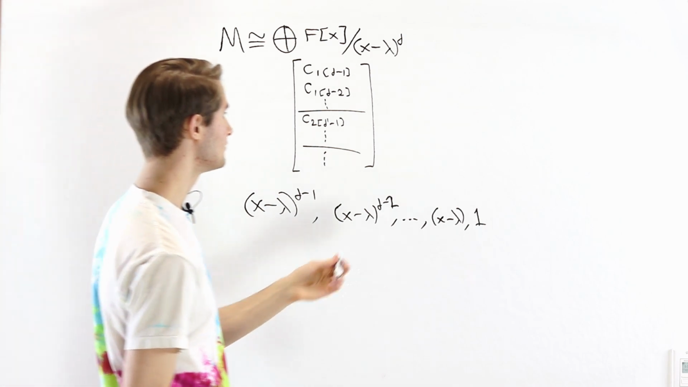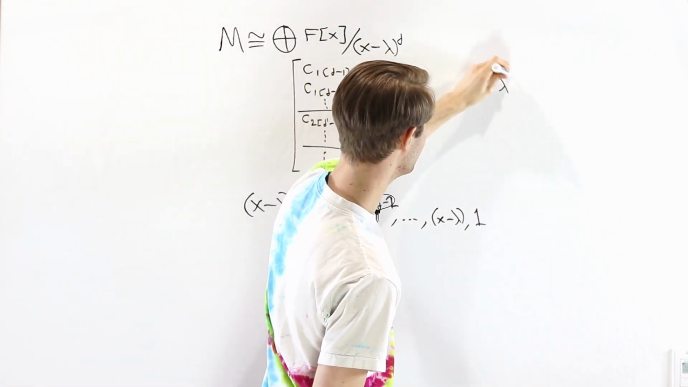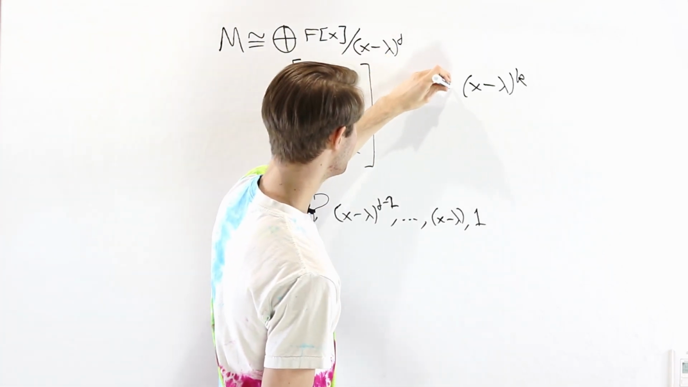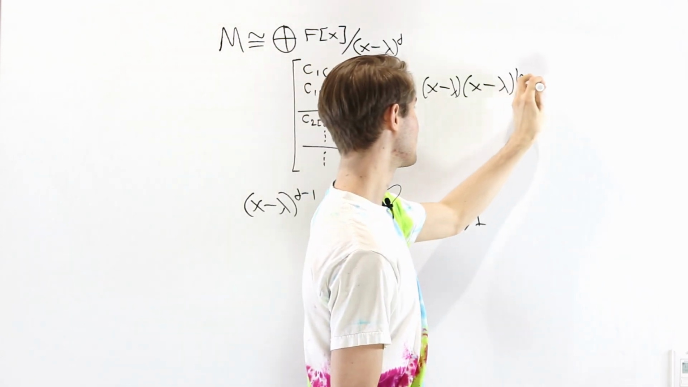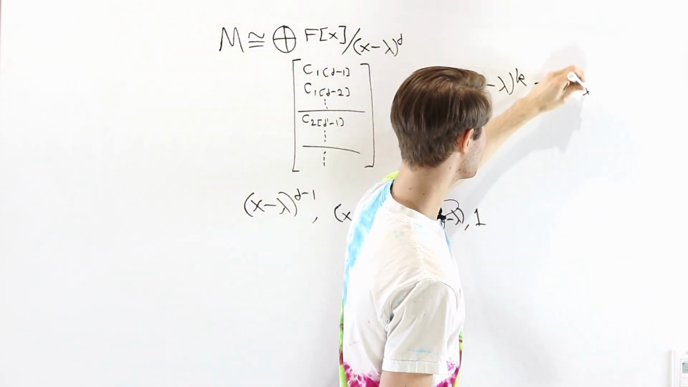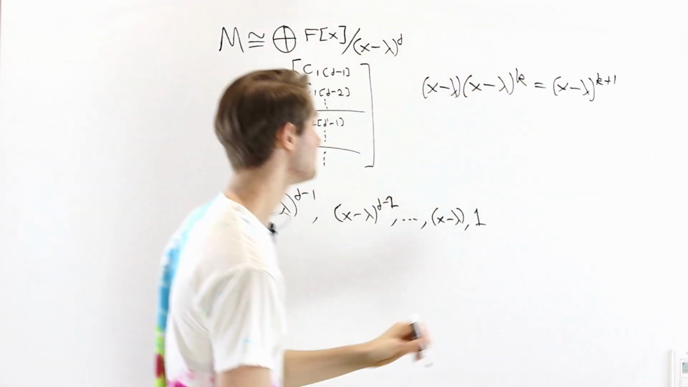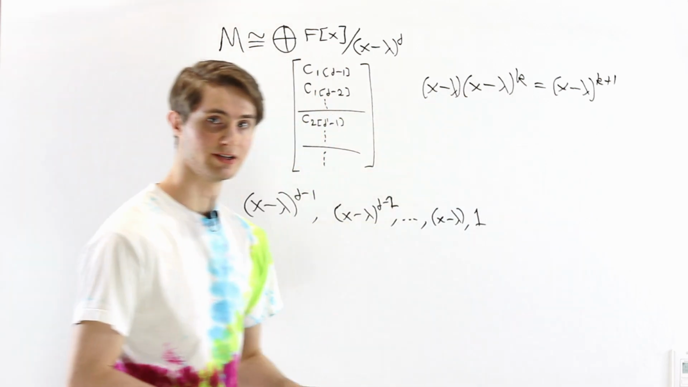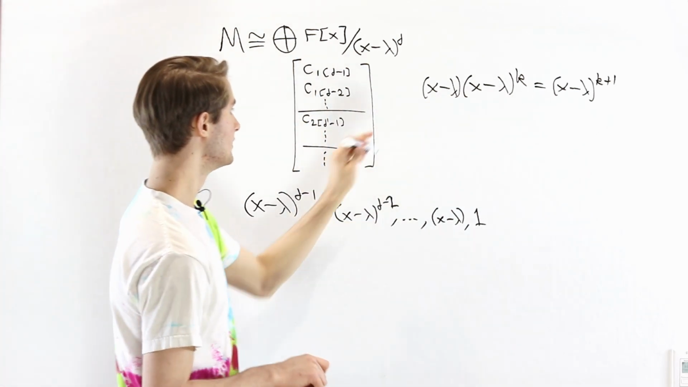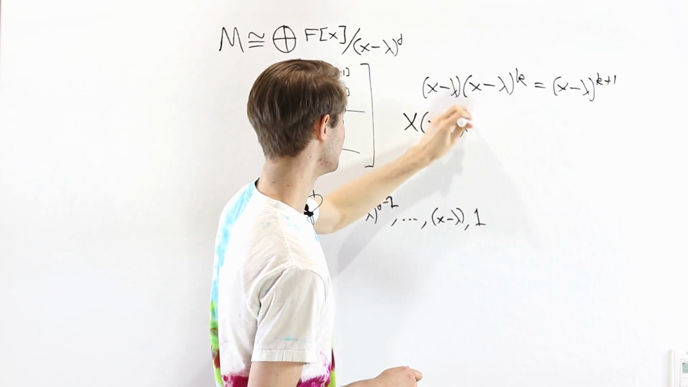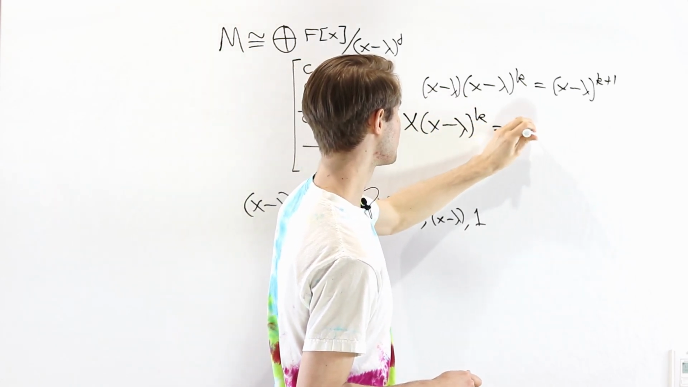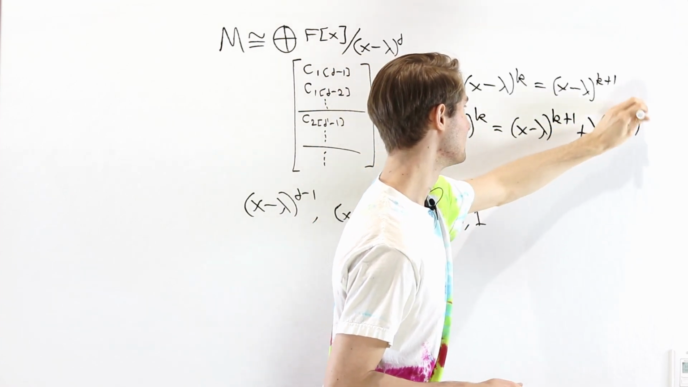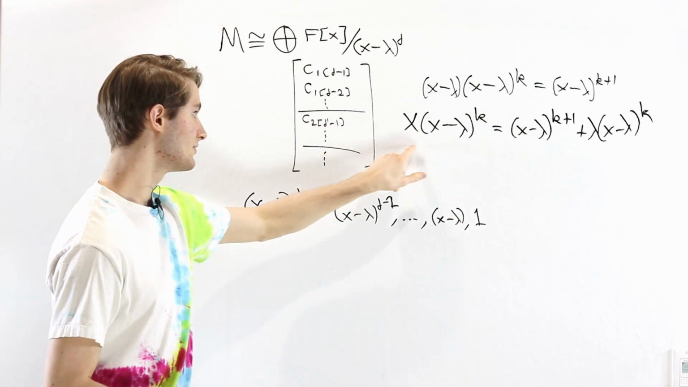So let's suppose we have some arbitrary (x - λ)^k. The first thing I'm going to do is note that (x - λ) times (x - λ)^k is obviously going to be (x - λ)^(k+1). As a result, what we can do is add λ times (x - λ)^k on both sides. So we get x times (x - λ)^k equals (x - λ)^(k+1) plus λ times (x - λ)^k. And so this gives us what we want.